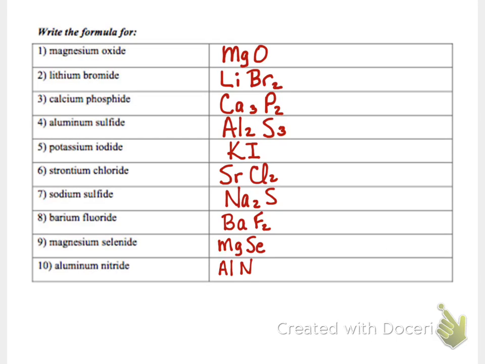Okay, so now you're ready to do the quest homework, and definitely see your instructor if you're having any problems with any of these formulas.